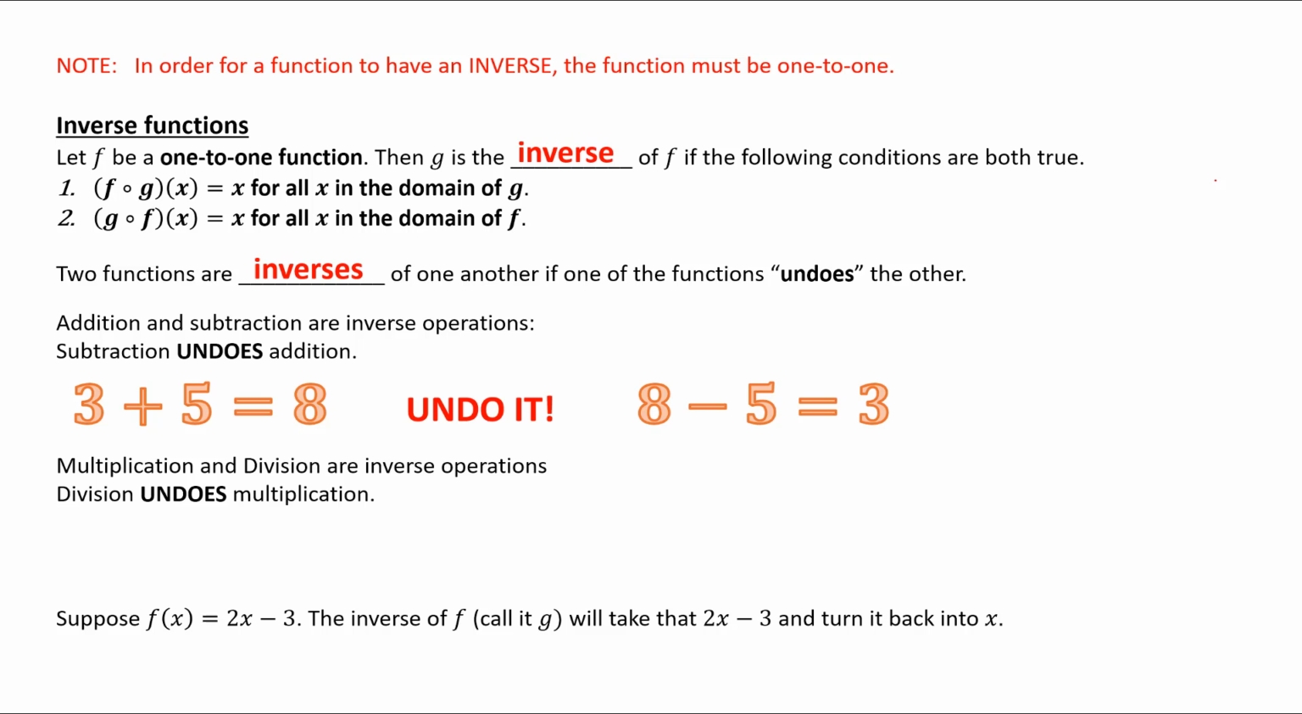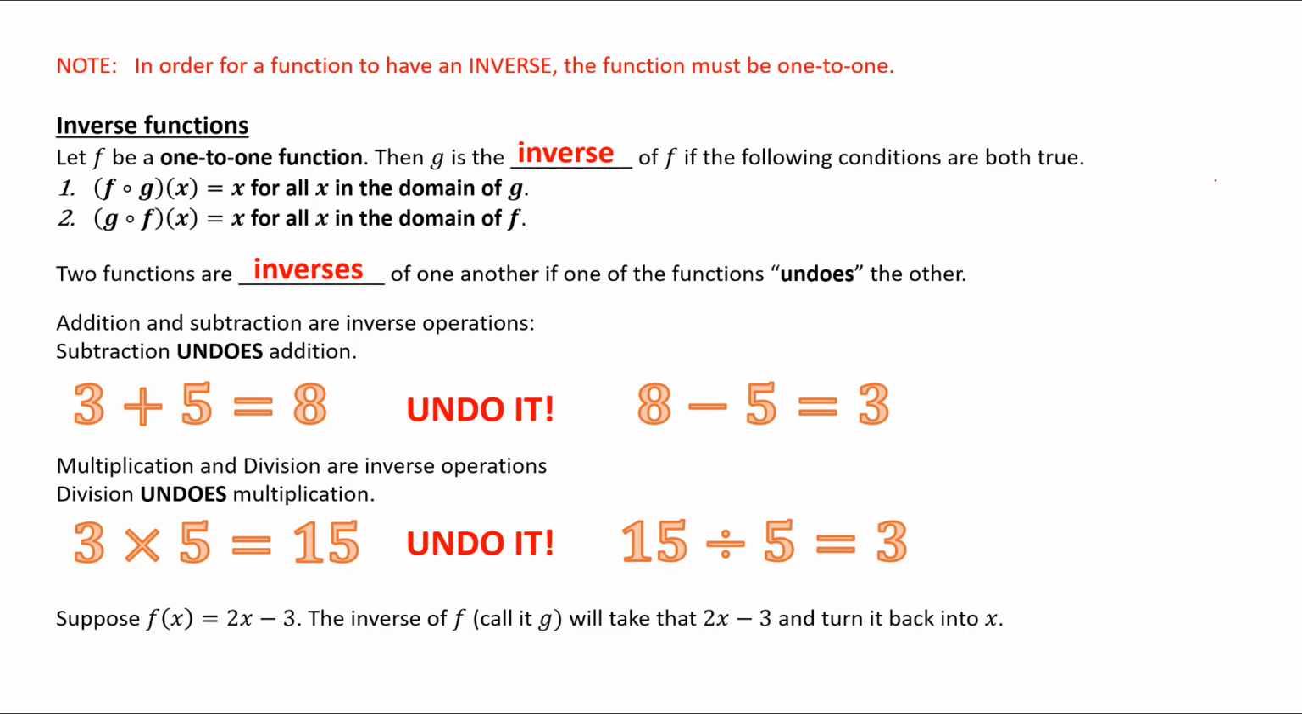Multiplication and division are also inverse operations. If you multiply a number by 5, like 3, you get 15. If you then divide the 15 by 5, you get the 3 back. So these are called inverse operations, and this is the same kind of thing we're going to talk about with functions. A function that is the inverse of another function will undo whatever that function did to x.